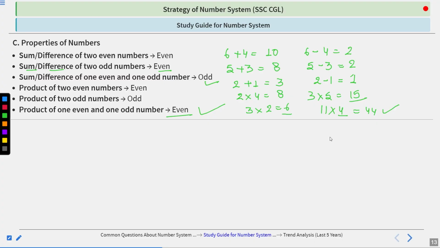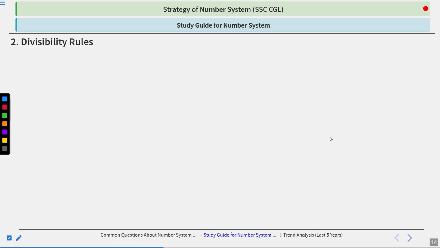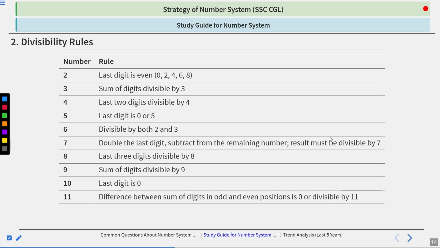Next. Divisibility rule. So these are the divisibility rules of 2 to 11. We know that a number will be divisible by 2 if the last digit of the number is 0, 2, 4, 6 or 8.